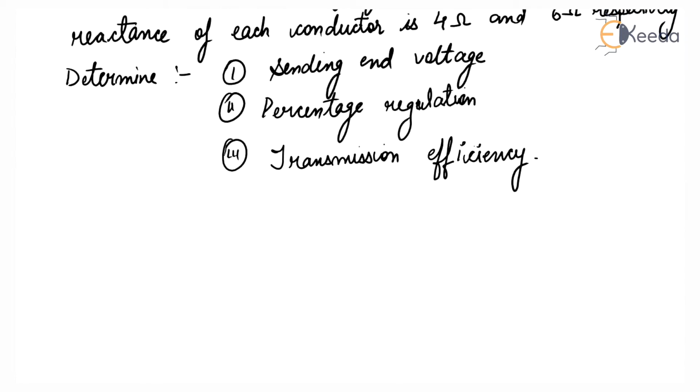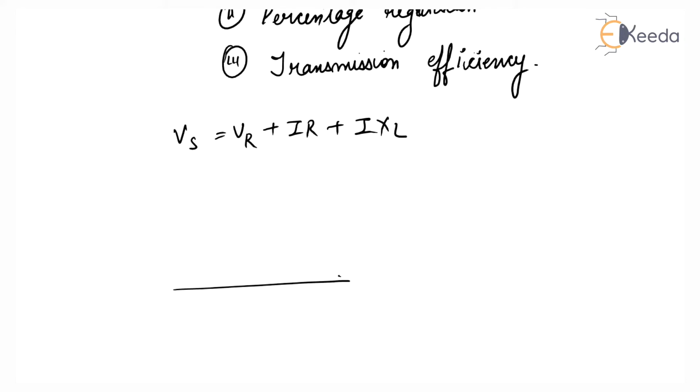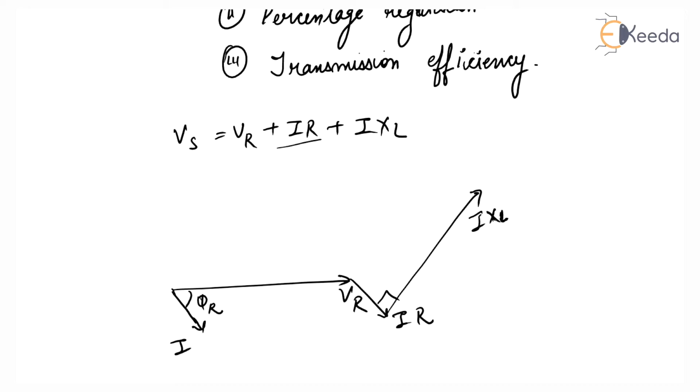See, this is the phasor diagram. We know that Vs is equal to Vr plus Ir plus IXL. For the short transmission line, Vr is the reference, and this is lagging. So I, and the angle between VR and I is phi r. This IR is in phase with I, this is I into R, and this IXL is 90 degrees from the IR. The sum of VR, IR and IXL is VS, and this is IZ.